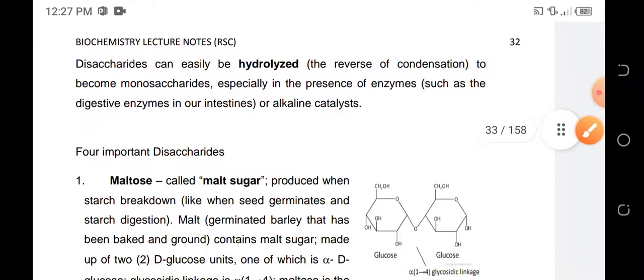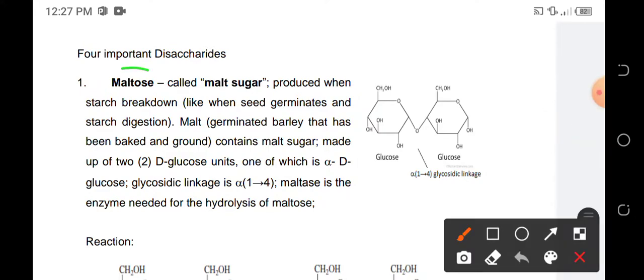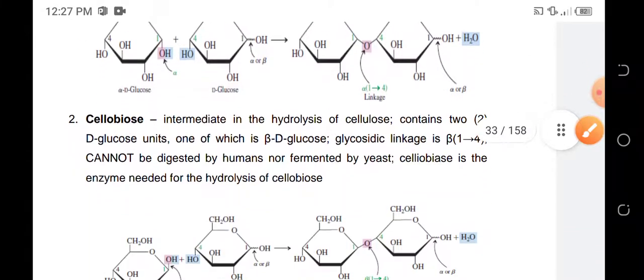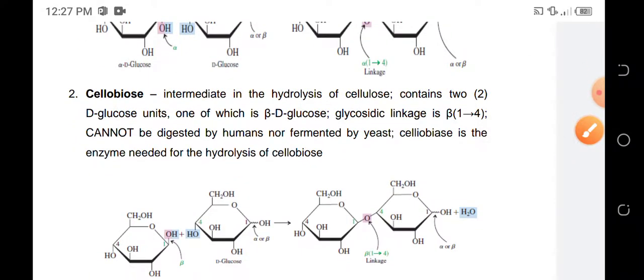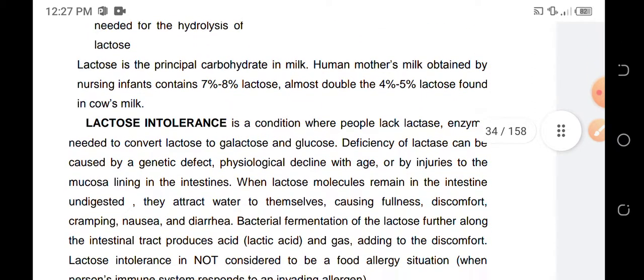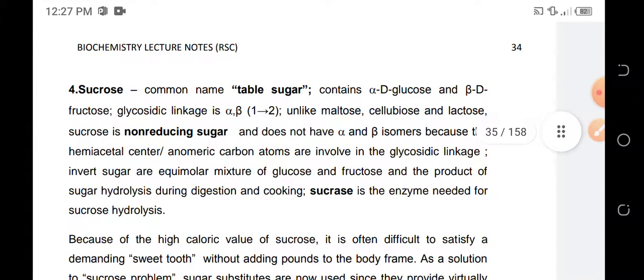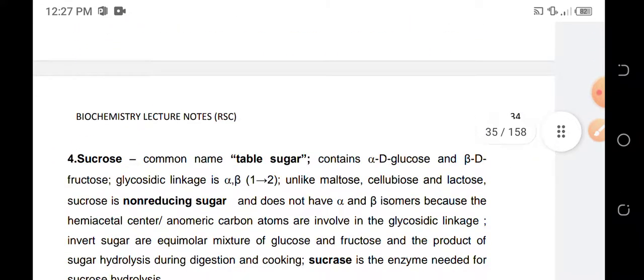Okay? We are going to discuss 4 different disaccharides, namely maltose, and then we have cellobiose, then we have lactose, and sucrose. Okay, so let's differentiate one from the other.